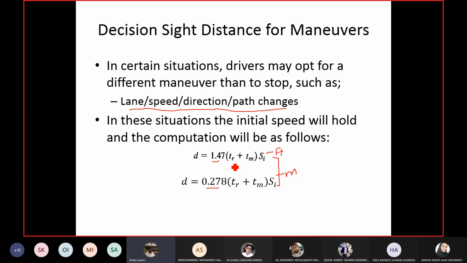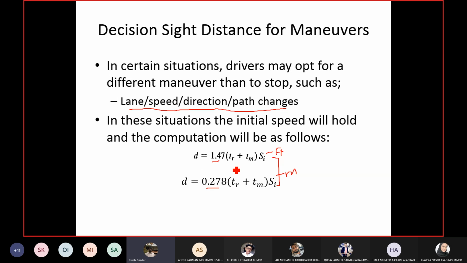So you looked at an object, you gathered information, you decided what to do, and then you initiated your action, let's say changing the lane, and you started moving the steering wheel. That is the end of the perception reaction process, and from there onwards TM will start, and TM will last till the time when you are in the other lane. So that will be TM. So it is (TR plus TM) into S. It's a simple equation, time into speed. It gives you distance.